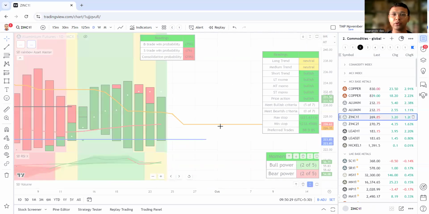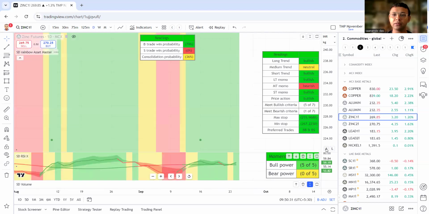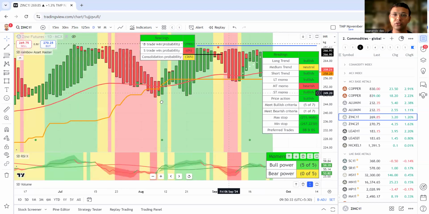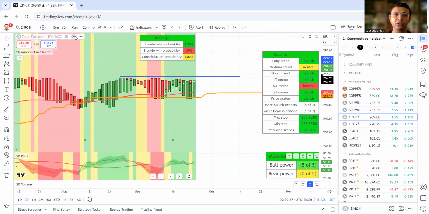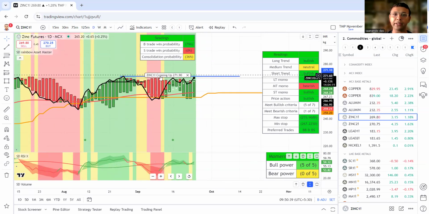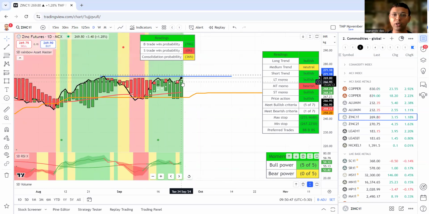Now we are going to take a look at zinc. Zinc is making a comeback as well, just like aluminium, but zinc has a much stronger base. If we can see a breakout in zinc, zinc can be long worthy. We can go long on zinc. It is a full green candle, short-term momentum with me.